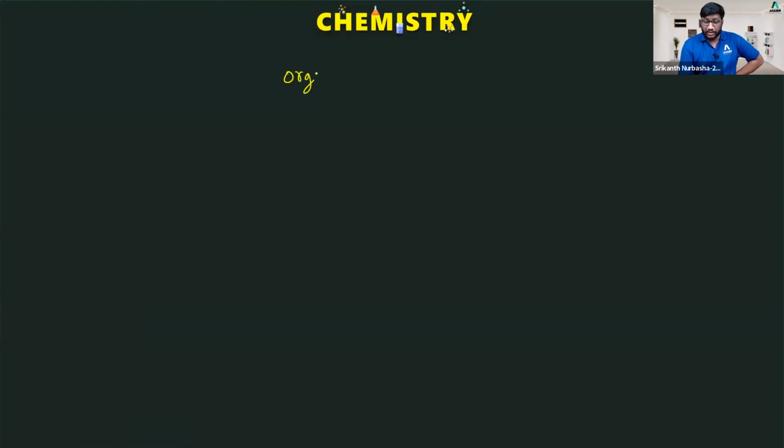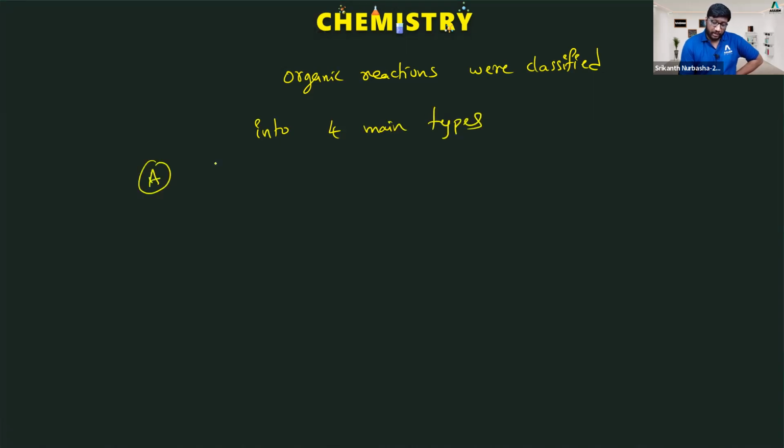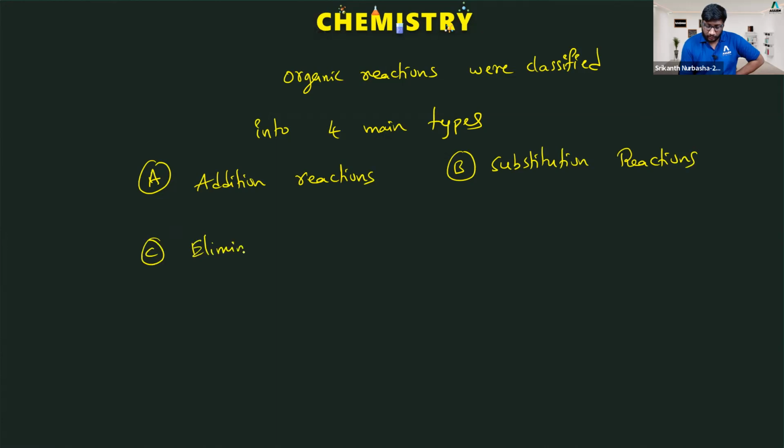Okay, organic reactions were classified into four main types. A, addition reactions. B, substitution reactions. C, elimination reactions. And D, rearrangements. So we'll discuss rearrangements.